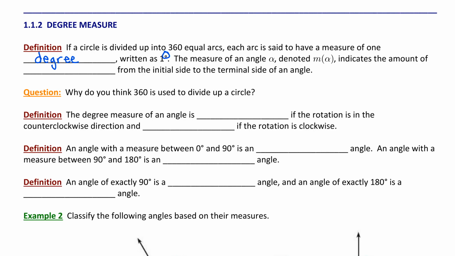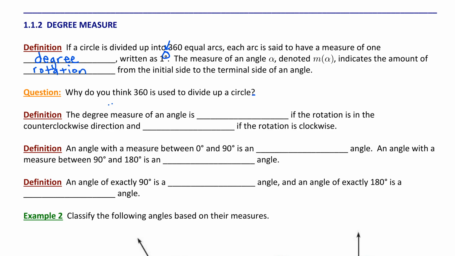This is written as 1, and then we have a degree symbol right here. It is vitally important that any time you express an angle in degrees, you include the degree symbol to distinguish it from a radian measure, as we'll learn later in the semester. The measure of an angle alpha, denoted m of alpha, which we would read as the measure of angle alpha, indicates the amount of rotation from the initial side to the terminal side of an angle.